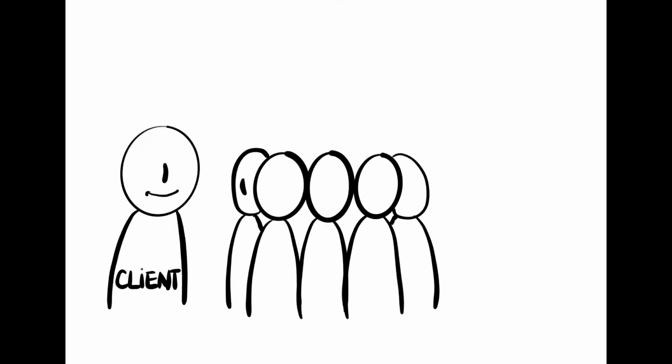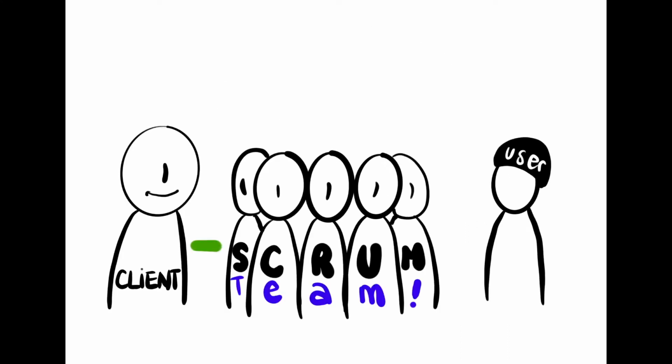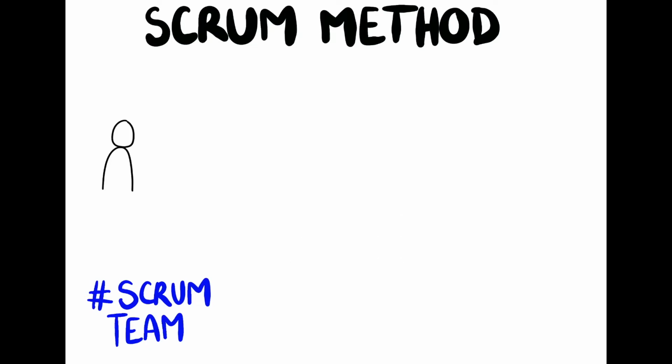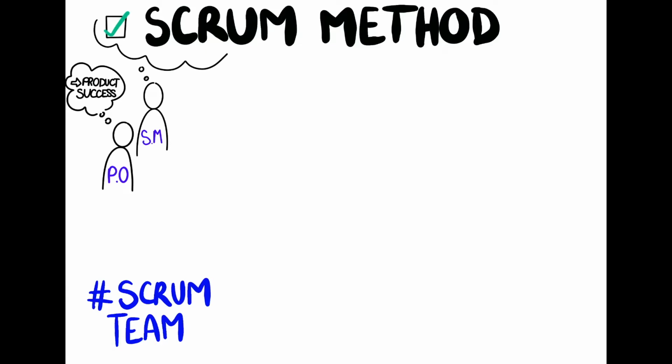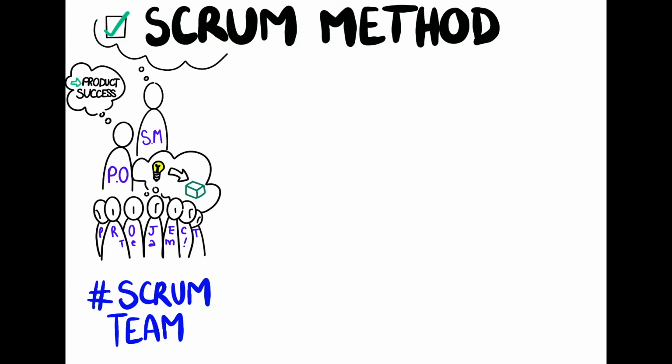Client, Scrum team, and final users are equally considered as stakeholders to build an efficient product. In this Scrum team, we have a product owner in charge of guaranteeing the product success, a Scrum Master responsible for following the Scrum method, and finally the project team who will produce and develop the project.